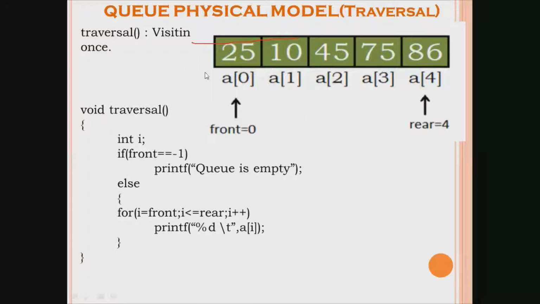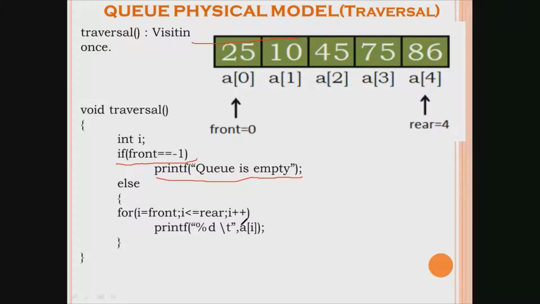Now, to display the elements of the queue, we can use the for loop. First, before displaying, every time we need to check whether the queue is empty. If the queue is empty, there are no elements in the queue, then we can say that nothing is there to display, queue is empty.